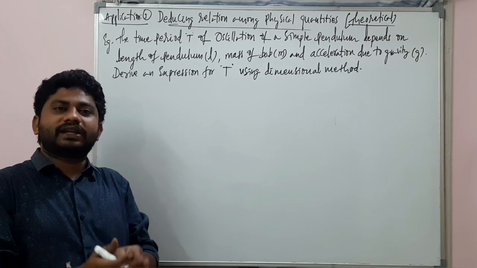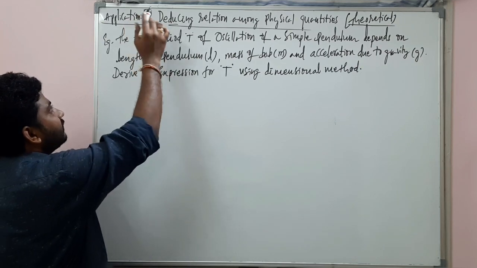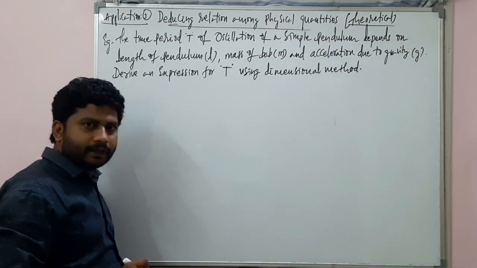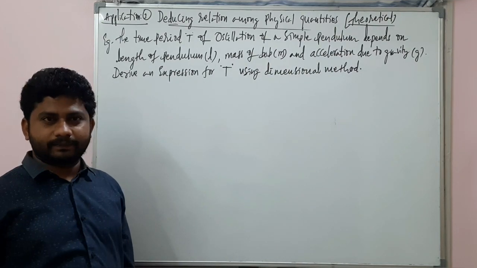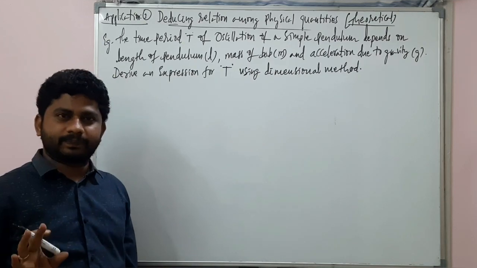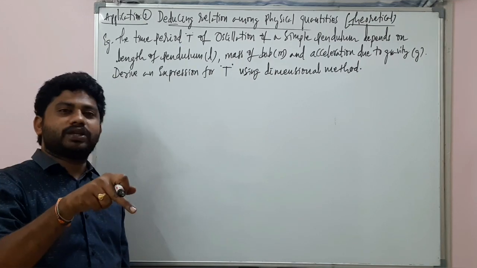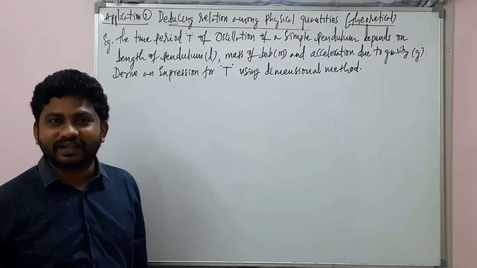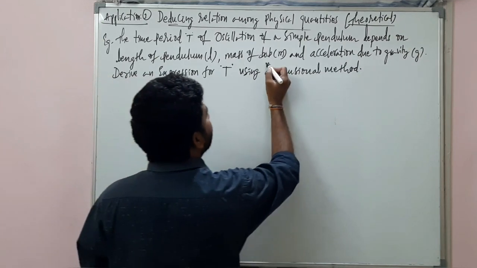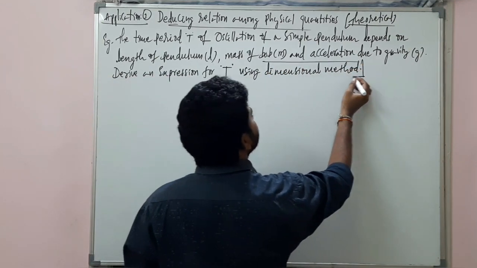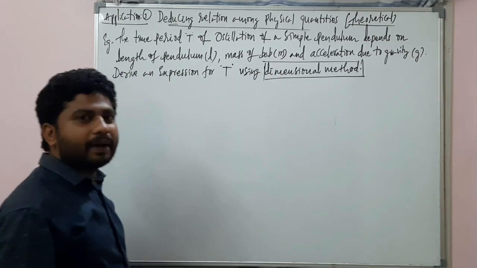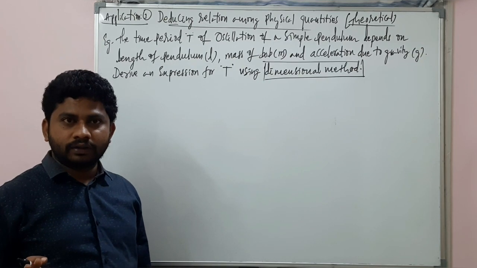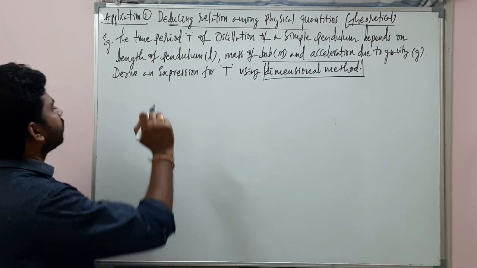See what exactly application number 3 is. It is deducing the relation among physical quantities. The equation they have not given. Some physical quantities they give. You need to find the equation which is formed because of all those physical quantities by using the dimensional method. By using what? A dimensional method, and it is one of the applications of dimensional analysis. Are you ready? Let's see the question.